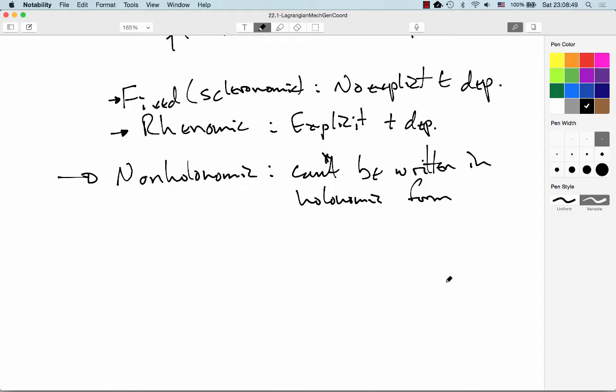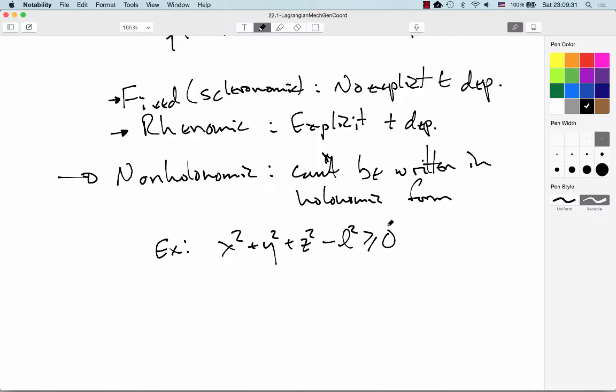So for instance, if something is demanded to be outside of some sphere of radius L, we could write a constraint of something like x squared plus y squared plus z squared minus L squared has to be greater than or equal to 0. Since that's an inequality, that makes a non-holonomic constraint. Those are beyond the scope of this course, although you'll probably run up against them a bit in graduate school.